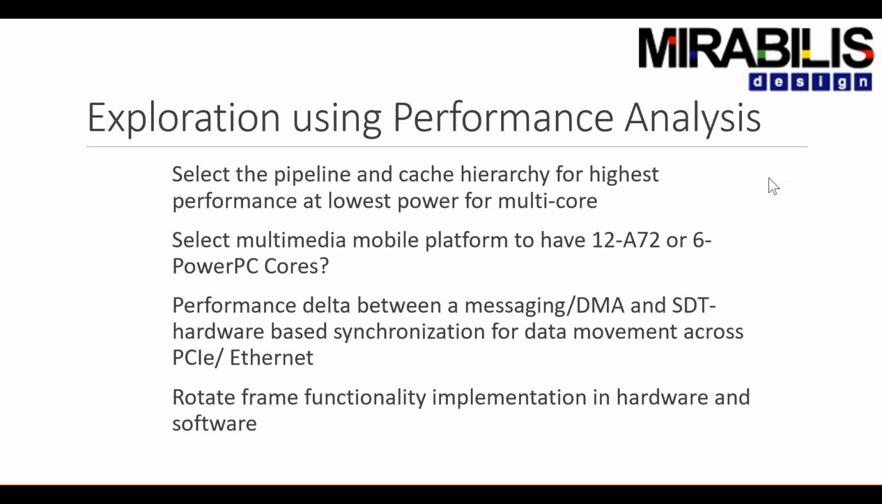Or do I have to go with an A72 ARM, or do I go with, say, a lower number of PowerPC cores? How does the set of instructions that I have on my PowerPC compare with, say, the previous generation of PowerPC? How does that behave in terms of the number of instructions that I have to execute for, say, SPECmark, things like that? Also look at, for example, if I implement certain functions in hardware versus software, how does my system behave in terms of being able to complete the execution of a particular frame in, say, an MPEG decoding process.